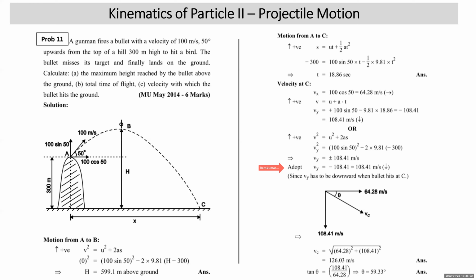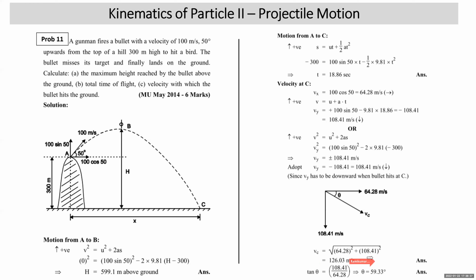Now draw a diagram showing the horizontal and vertical components of the velocity. Horizontal component of the velocity at C is 64.28 meter per second. Vertical component of velocity is 108.41. Resultant velocity will be like this, and assuming that theta is the inclination of the resultant velocity at C. So VC is going to be the square root of 64.28 square plus 108.41 square, which comes to 126.0. Tan theta is 108.41 upon 64.28, which comes out to be 59 degrees.